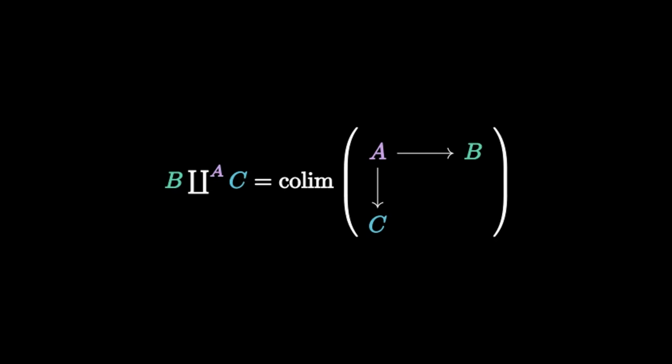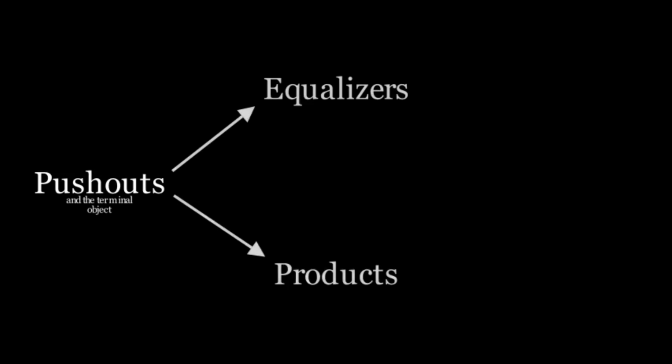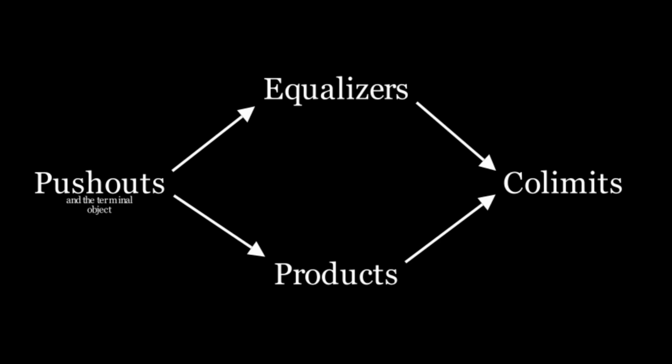A special role in the theory of colimits in category theory is played by pushouts. On the one hand, these are among the simplest non-trivial examples of colimits, and on the other hand, they are the building blocks for colimits of any shape.